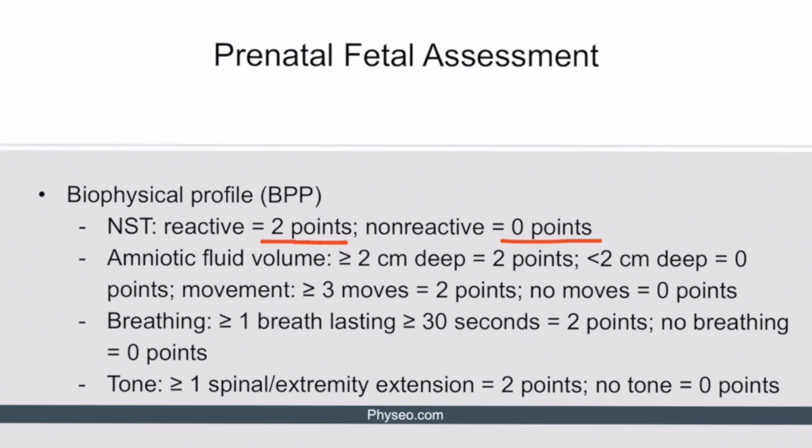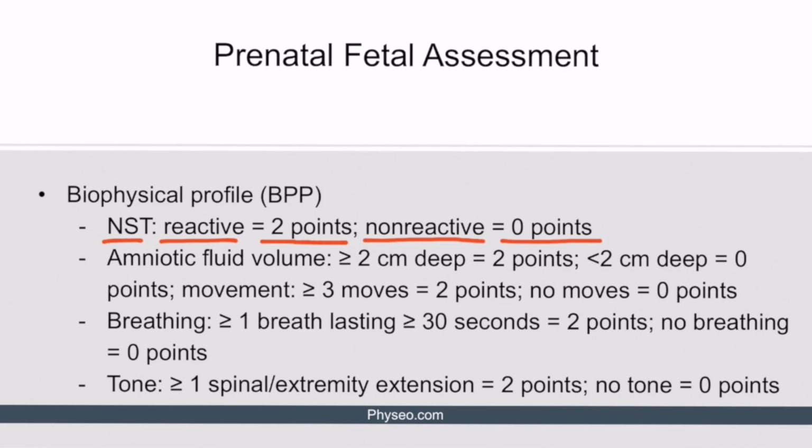So let's talk about the first criterion of a BPP. This is actually a non-stress test. So you perform the non-stress test, and if it's reactive, then the patient gets 2 points. And again, that's good. A high score is good. This isn't golf. You want a high BPP. However, if it's non-reactive, then the fetus gets 0 points.